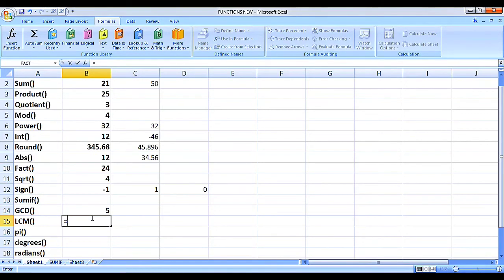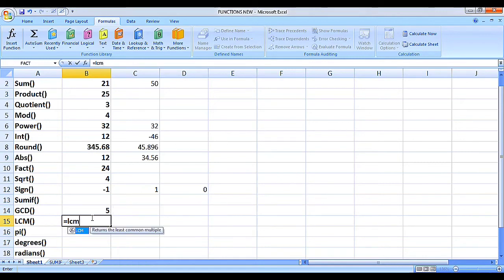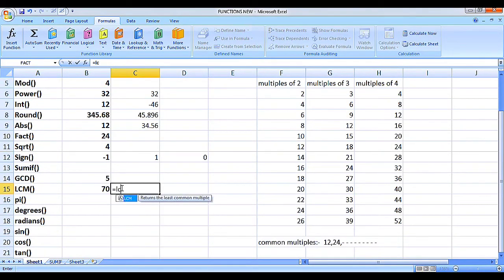Next one, LCM. This function is used to calculate least common multiple. I think all of you know what is least common multiple. For example, 2, 5, 7. The least common multiple is 70. Let us see one more example for this. I will calculate LCM of 2, 3 and 4.